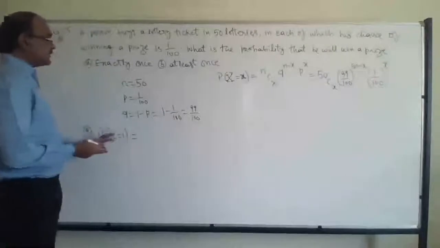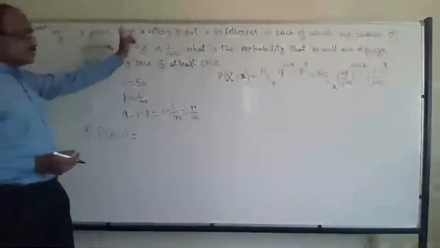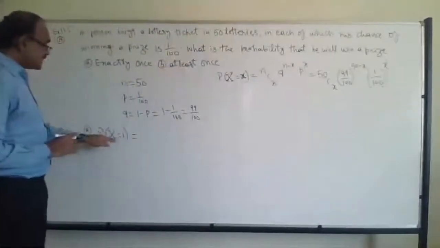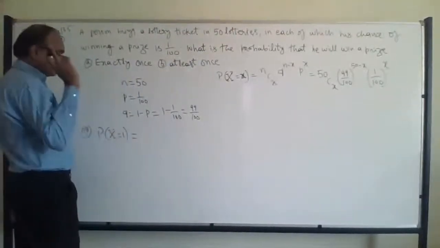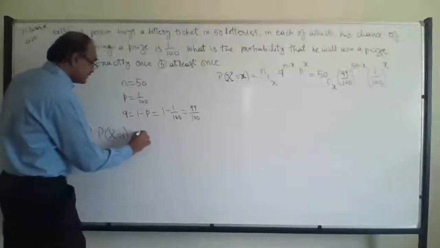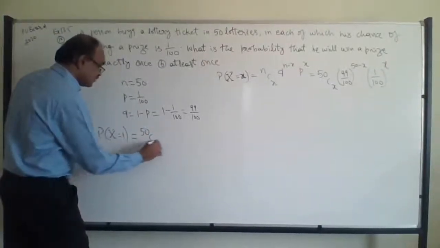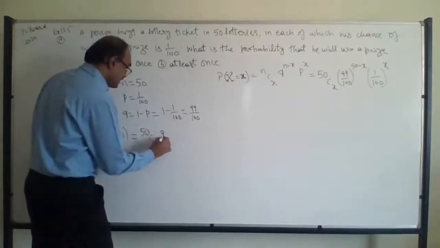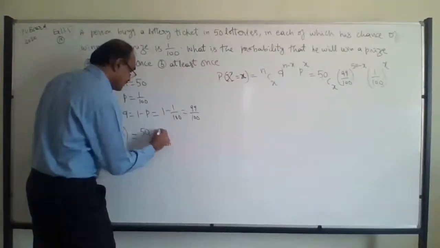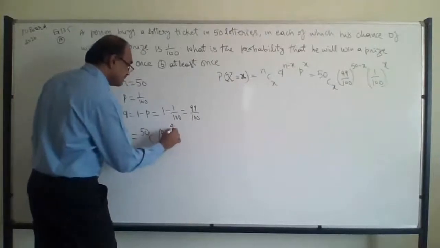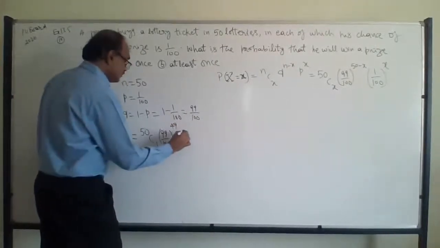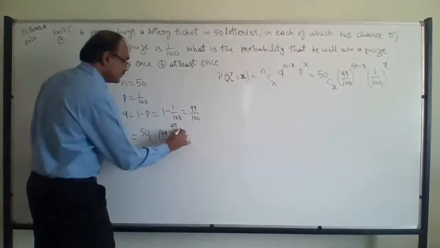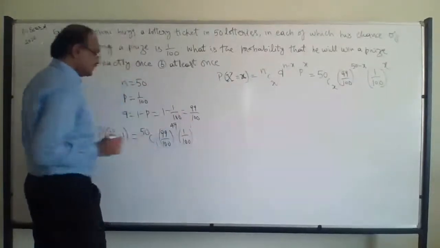What is the value x can take here? 0 to 50: 0, 1, 2, 3 up to 50. So here x equals 1. Exactly once means only once is winning. That is 50C1, then q is 99 by 100 whole to the power 50 minus 1, that is 49, into p, that is 1 by 100 whole to the power 1. You don't need to write that, but if you write it, this is what you get.